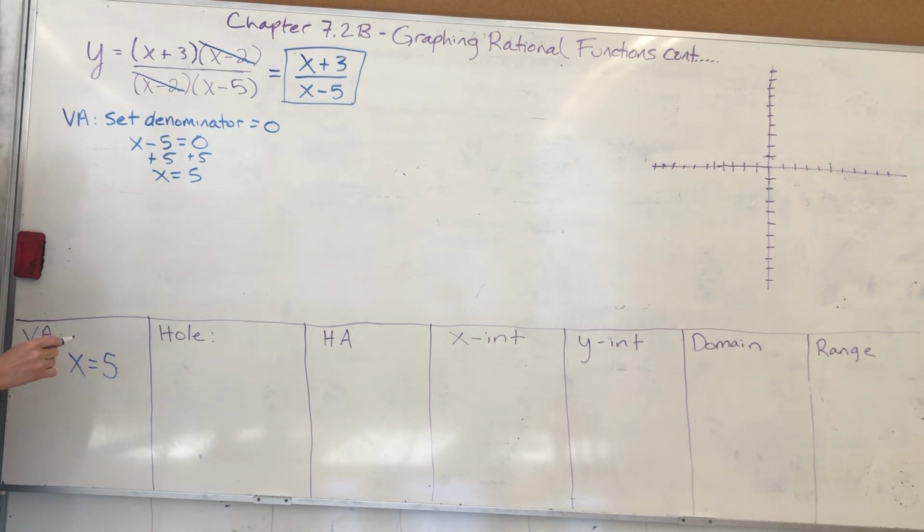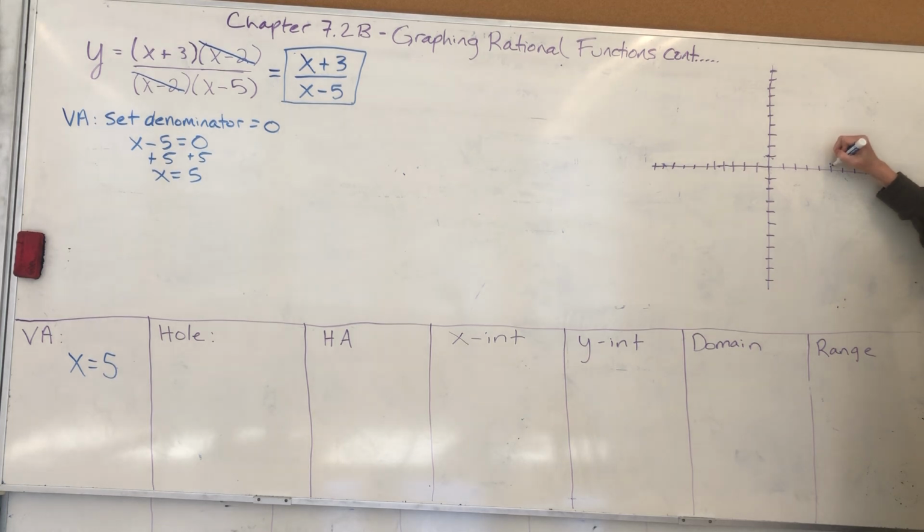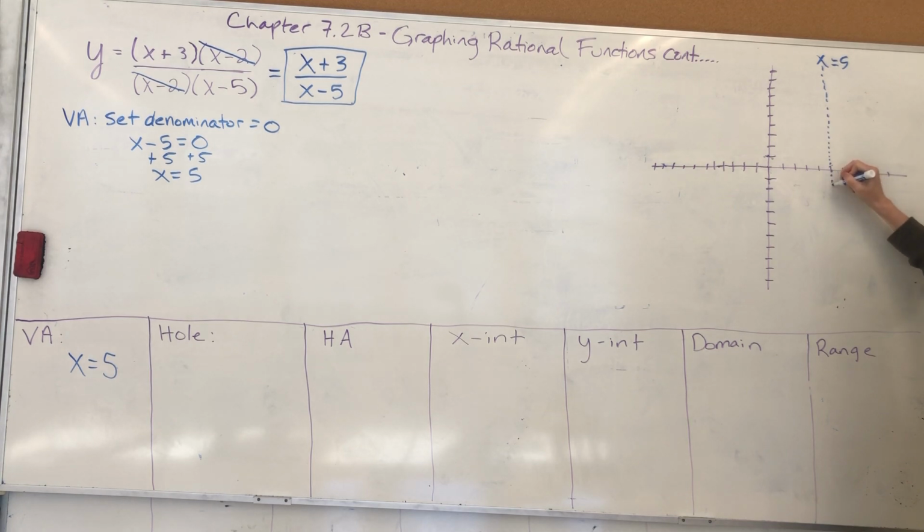So I'm going to come over here and draw a vertical asymptote, which is a dashed line. And this is a block. We're not allowed to have x equals 5 in our graph, because that would cause it to be undefined.